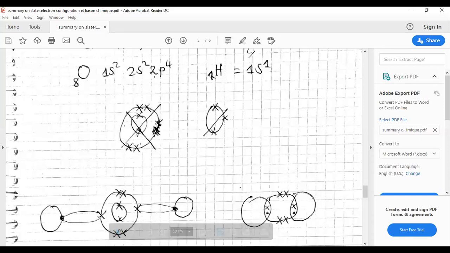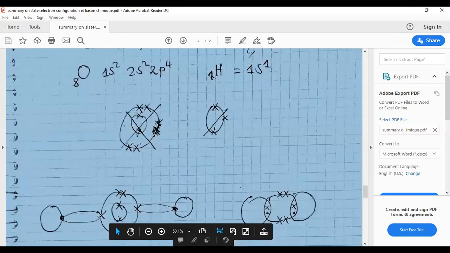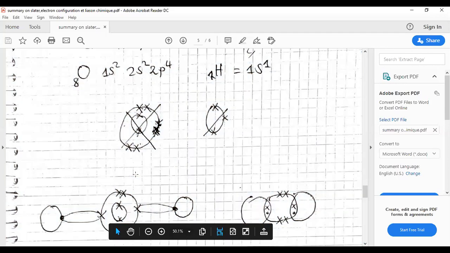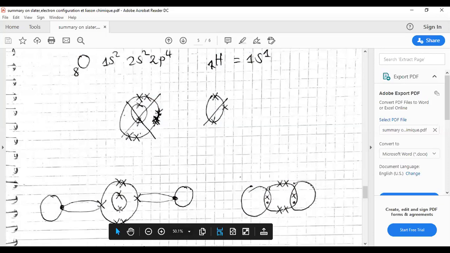So 2 plus 4 is what? 6. So the outer shell must have what? 6 electrons. If you see, 1, 2, 3, 4, 5, 6. So there are 6 electrons in the outermost shell.